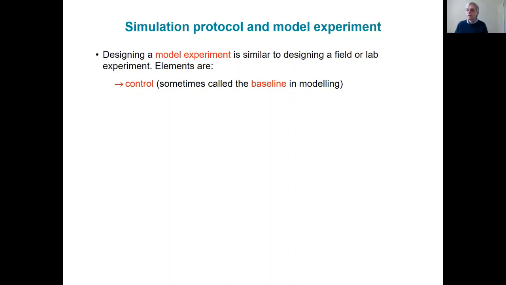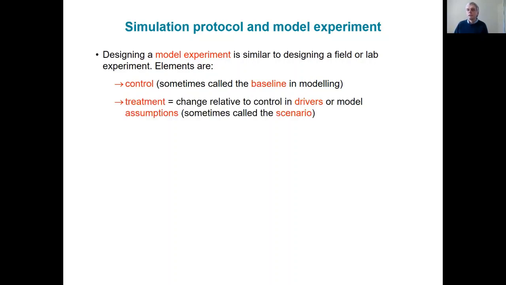Typically, we call that baseline in the model. We're looking for deviations from the control as we apply some treatment. What's the treatment? It's a change relative to the control in something that we want to see a response to in the predictors of the model, the drivers, or also the assumptions which could be inherent in the structure or the parameters of the model. In some cases, the treatment of our model experiment we call the scenario.